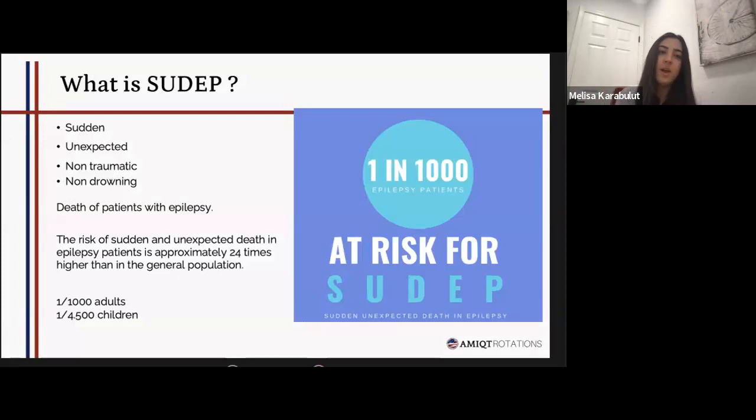Each year, about 1 out of 1,000 adults and 1 out of 4,500 children with epilepsy die from SUDEP. However, it occurs more frequently in people with epilepsy whose seizures are poorly controlled. Also, the risk of sudden unexpected death in epilepsy patients is approximately 24 times higher than in the general population.